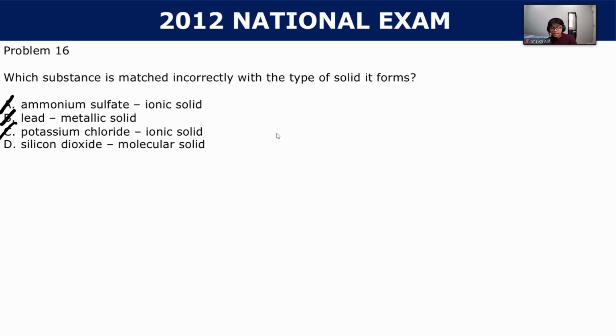Silicon dioxide, though, if you remember, silicon dioxide was one of those specific examples of network covalent solids. And so these are not molecular solids. These are network covalent solids that are held together by covalent bonds. And so this is not matched correctly to the type of solid it forms. The answer is D. And we're correct.